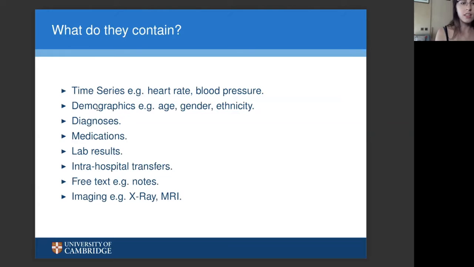Then there are things that don't really change over time, or at least change very slowly. So these might be age, gender, and ethnicity. So we can consider these to be constant throughout the person's hospital stay.